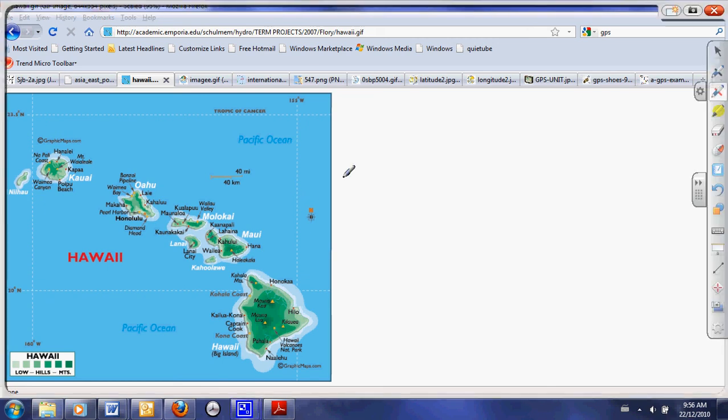Let's put that again so we don't mess this up. Relative location. And this is based on the idea, this is the first principle that geographers use, that places have location.